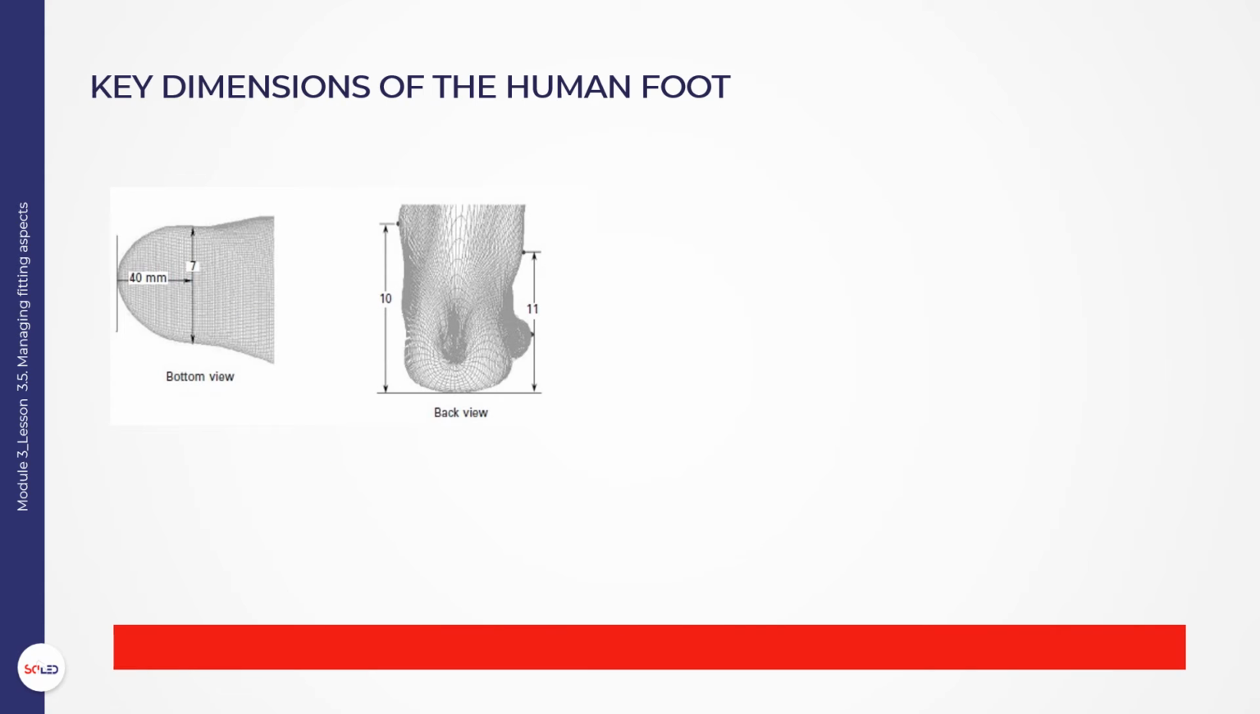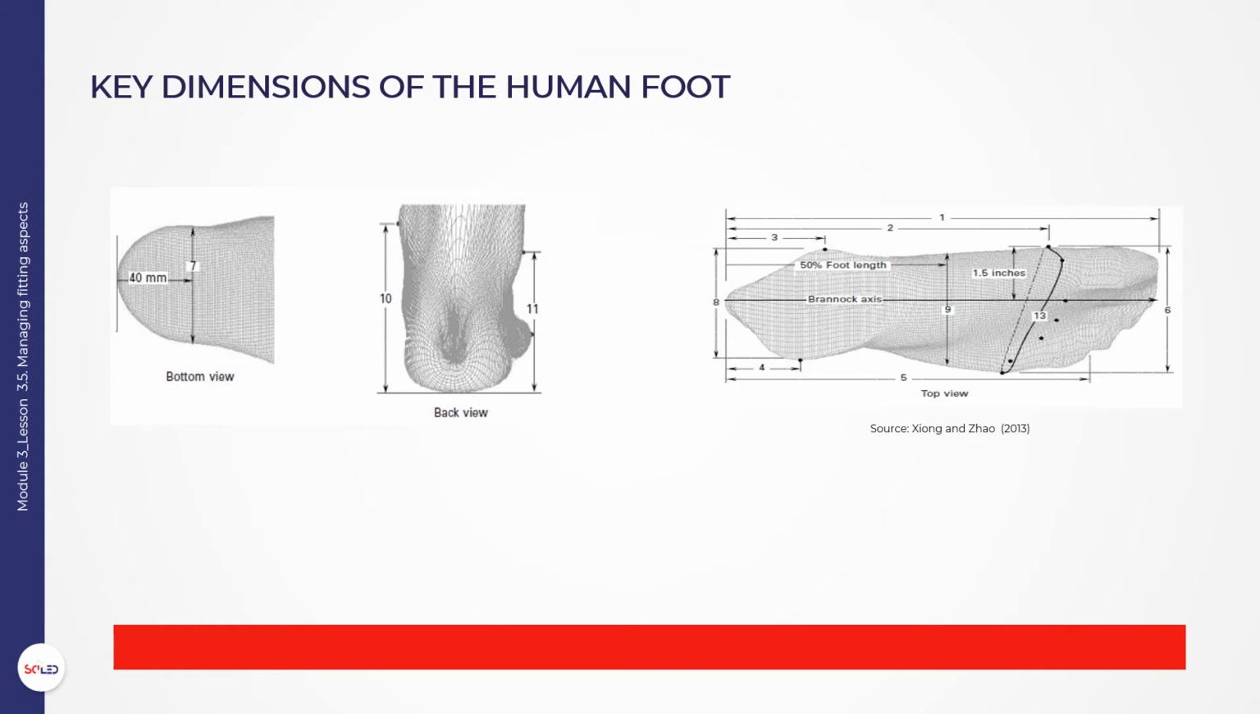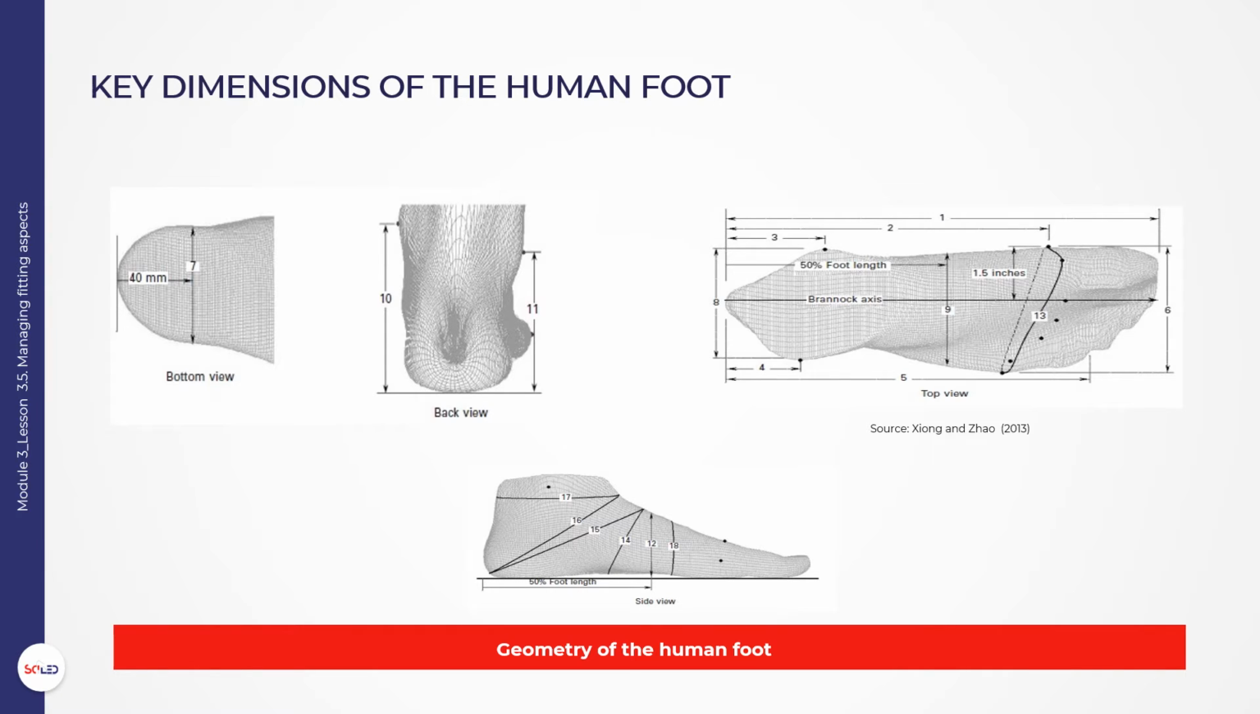The key dimensions of the human foot are: 1. Foot length. 2. Arch length. 3. Heel to medial malleolus. 4. Heel to lateral malleolus. 5. Heel to fifth toe. 6. Foot width. 7. Heel width. 8. Bimalleolar width. 9. Midfoot width.